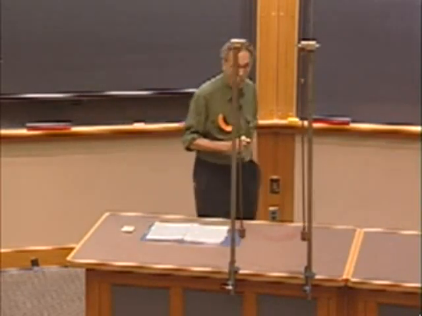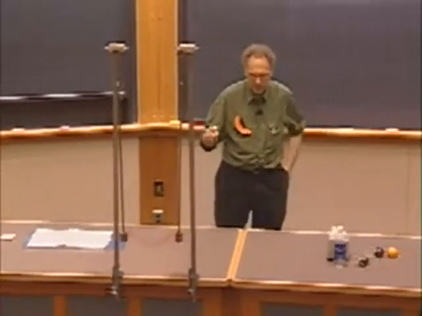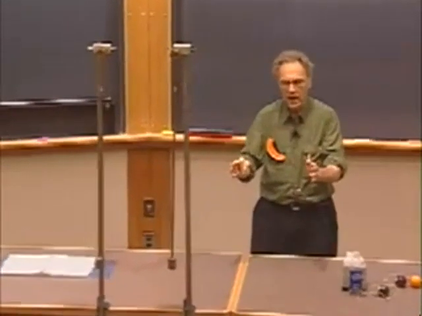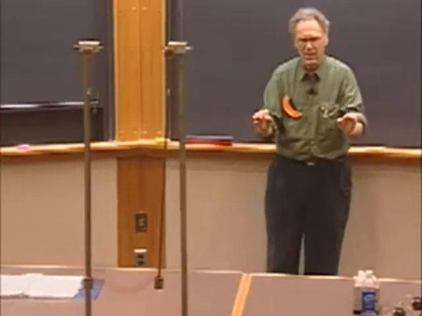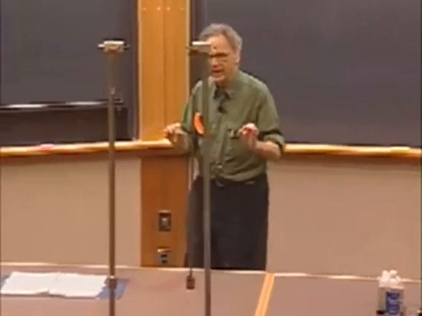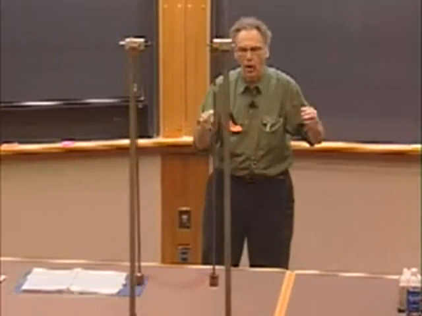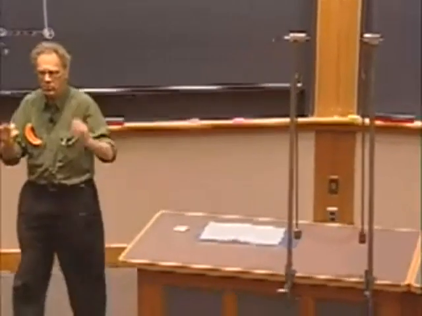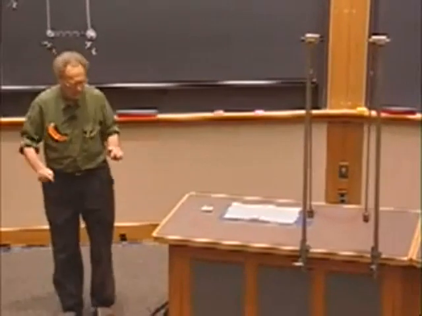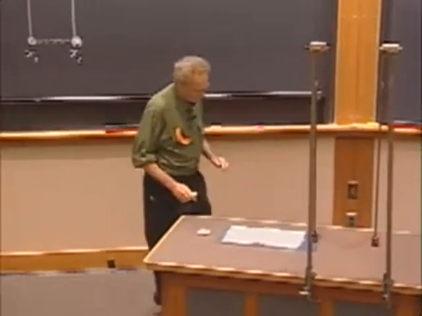What is a normal mode? A normal mode is, in this case, that both objects have exactly the same frequency. That is fundamental to a normal mode, and that they are either in phase with each other or out of phase with each other. Nothing in between. Because there's no damping, so it's either in phase or it's out of phase. That is a normal mode.